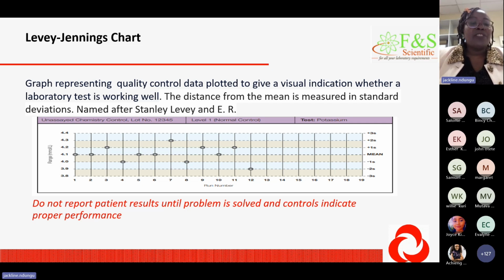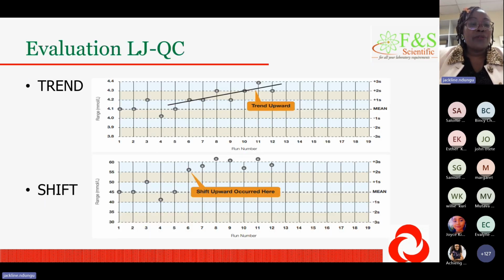I have mentioned that you do not report your results if your QC has failed. What is a trend? A trend, I have just diagrammatically showed you. There is something that is flowing from the same direction. Your QC, it is flowing. This is a very systematic problem. There is something that is happening.